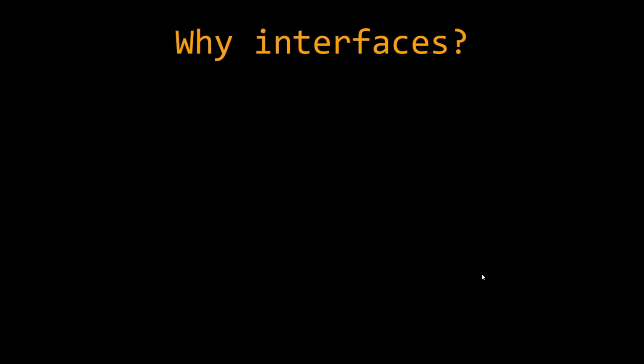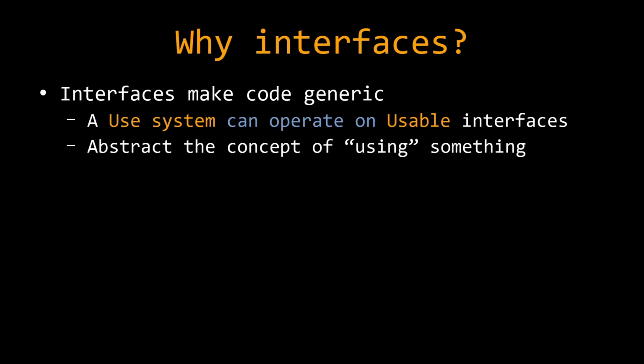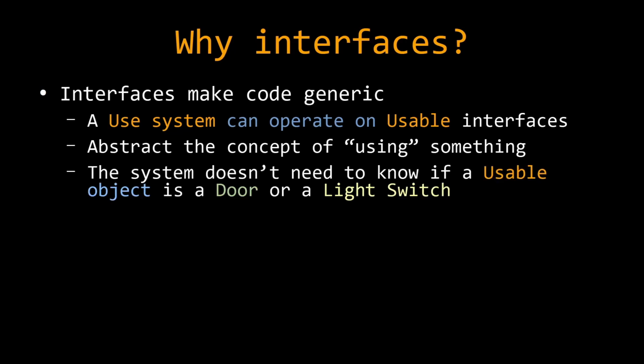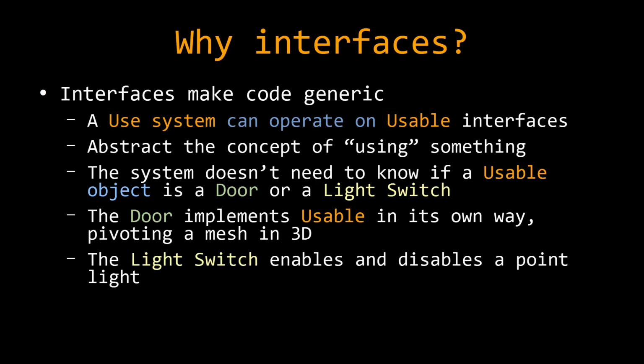So why interfaces? Interfaces make code more generic. For example, we could make a use system that can operate on usable interfaces. So we're kind of extracting the idea of using something. The system doesn't need to know if a usable object is a door or a light switch. The door can implement its usability in its own way, where if it gets used, then it pivots a mesh in 3D. Or the light switch can implement usability in its own way, where it enables or disables a point light based on whether or not it's used in the current state.